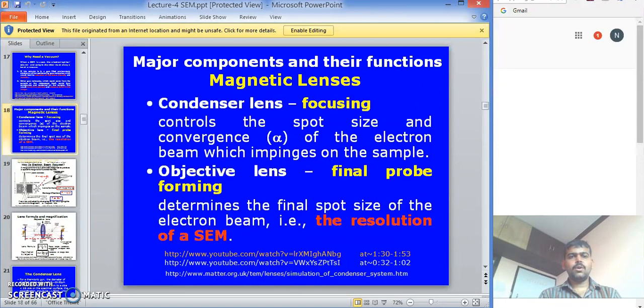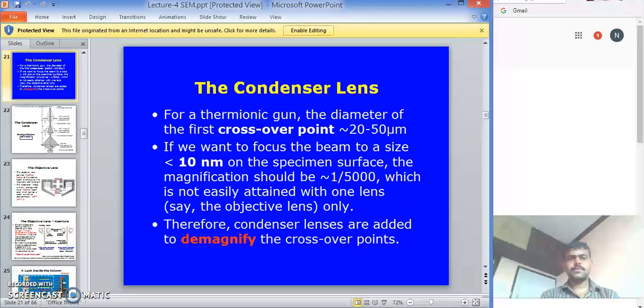Let us have a look at the major components of the scanning electron microscope and their functions. The first one is magnetic lenses. The condenser lens, that is the focusing lens, controls the spot size and convergence of the electron beam which impinges on the sample. The objective lens, the final probe-forming lens, determines the final spot size of the electron beam, that is the resolution of SEM.